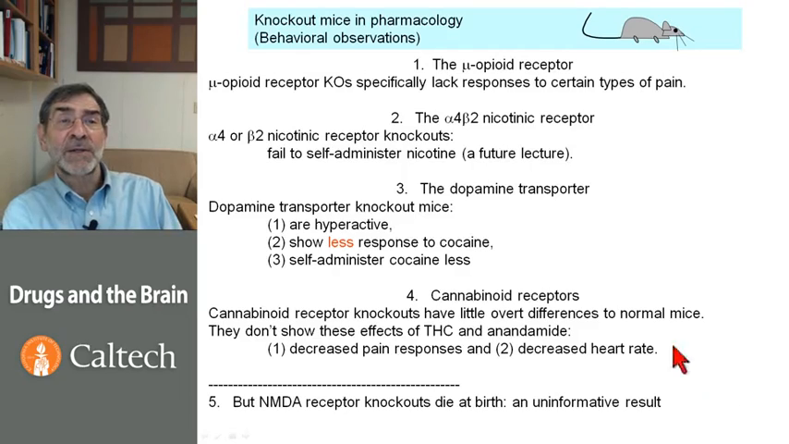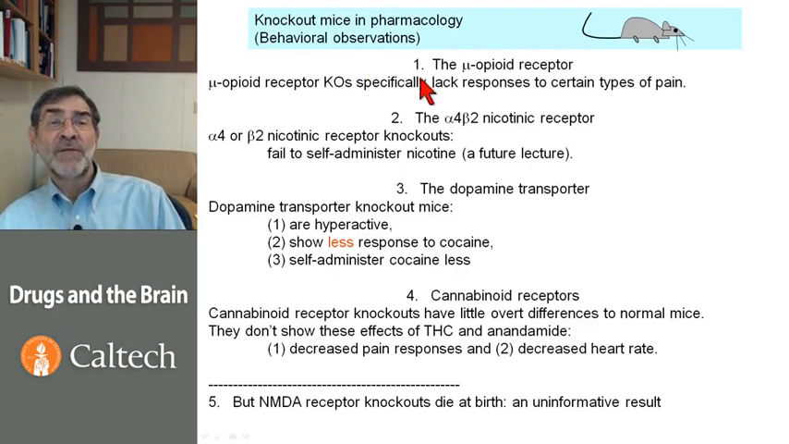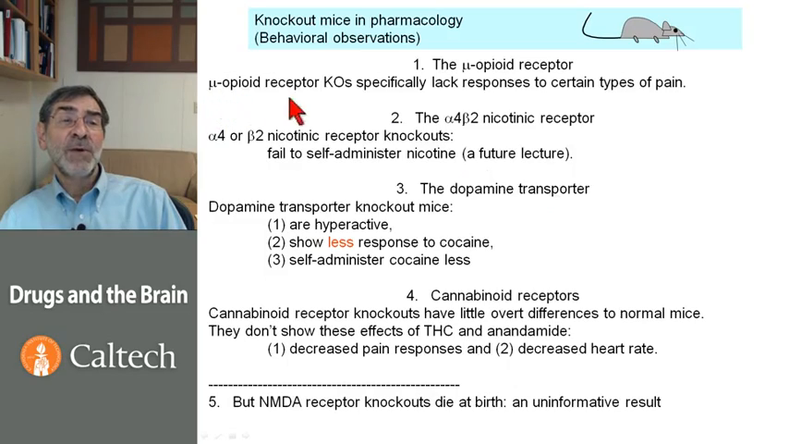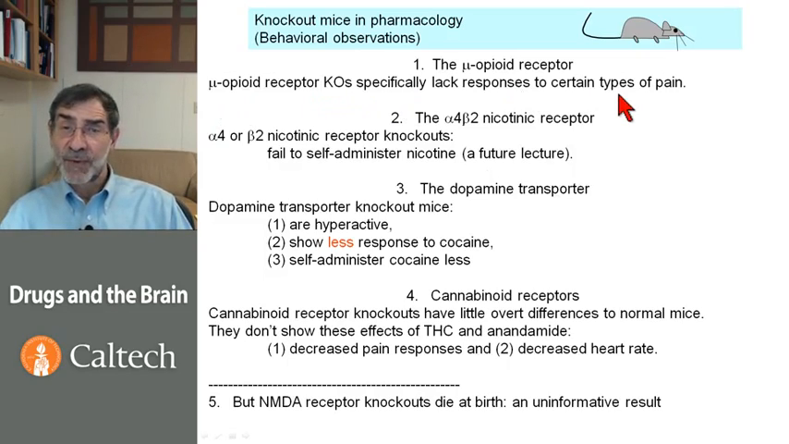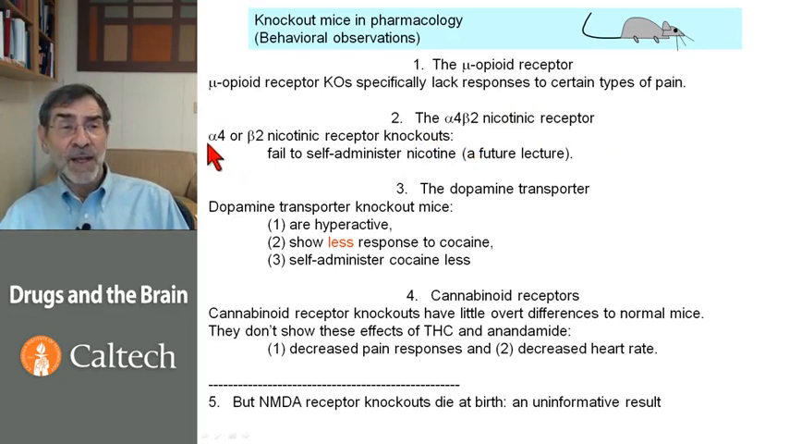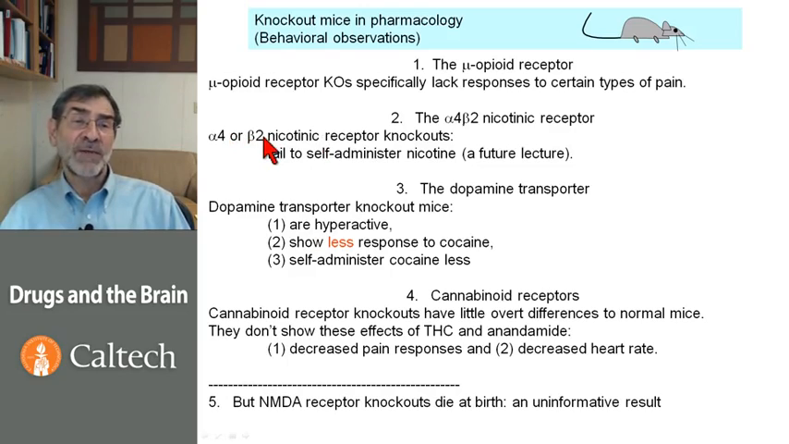So a typical result in drugs in the brain involves behavioral observations. For instance, knockout mice for the mu-opioid receptor specifically lack responses to certain types of pain, as one would expect for a receptor for morphine. Mice that have either been knocked out for the alpha-4 subunit of nicotinic receptors or the beta-2 subunit of nicotinic receptors fail to self-administer nicotine. Now, we'll talk about self-administration and its importance in animal models for addiction in a future lecture.